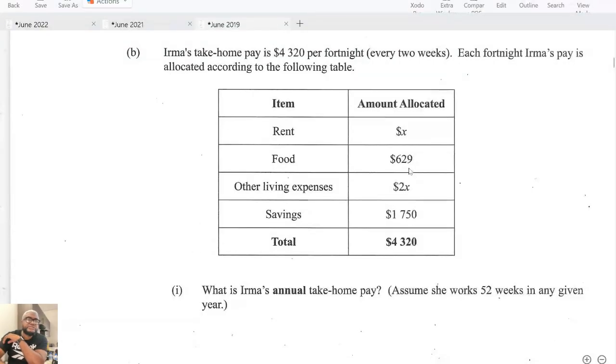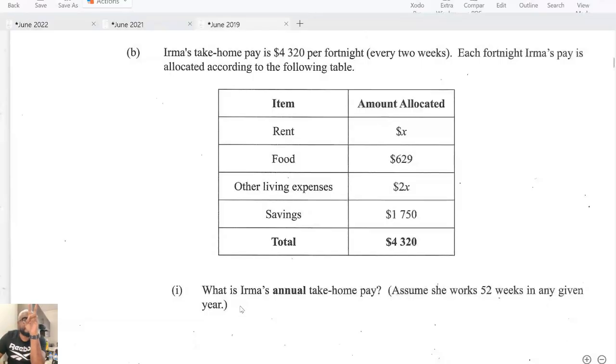Irma's take-home pay is $4,320 per fortnight, which is every 2 weeks. Everybody know a fortnight means every 2 weeks, right? Each fortnight, Irma's pay is allocated according to the following table. So rent is X, food is that, other living expenses, savings, then your total. What is Irma's annual take-home? Assume that she works for 52 weeks in any given year.